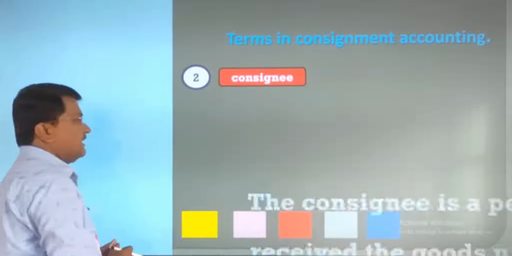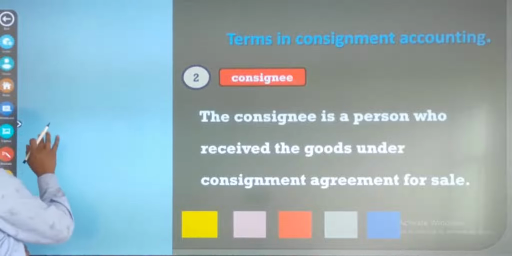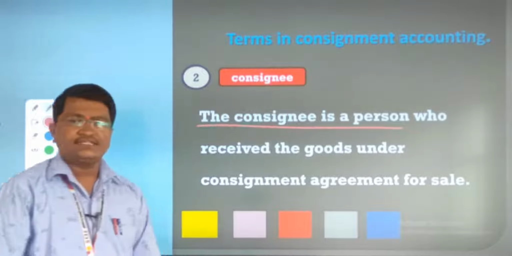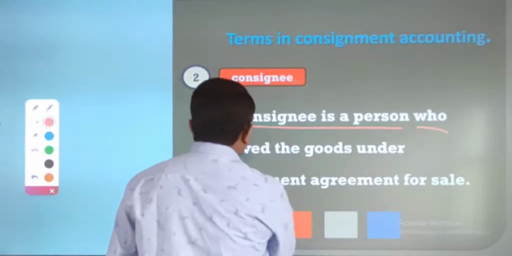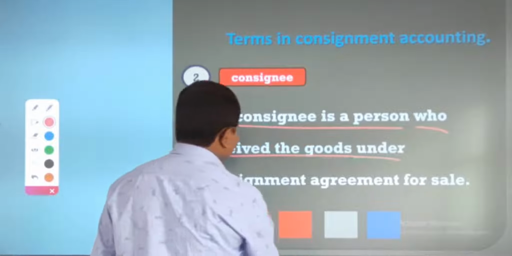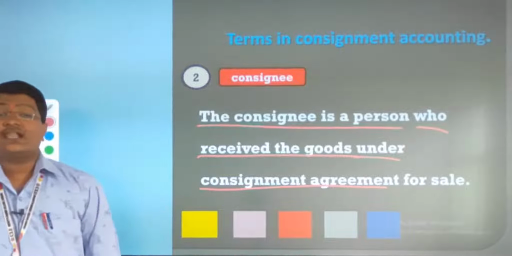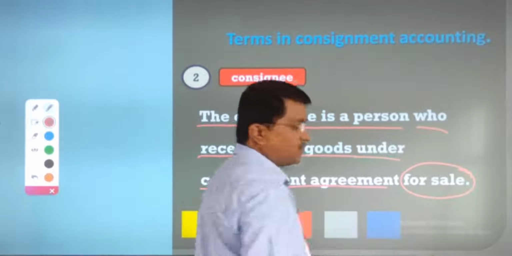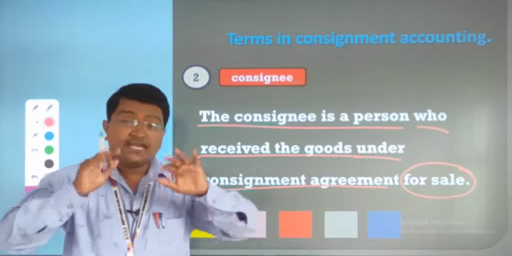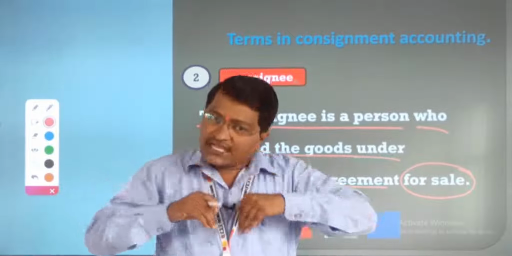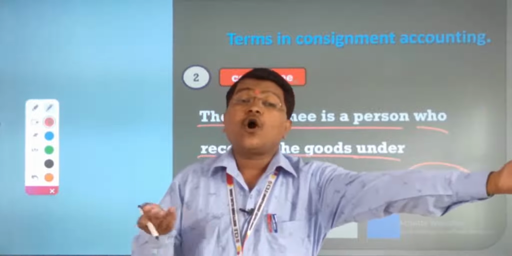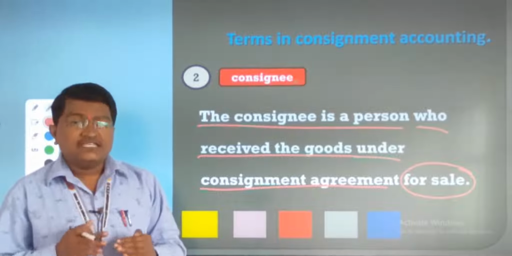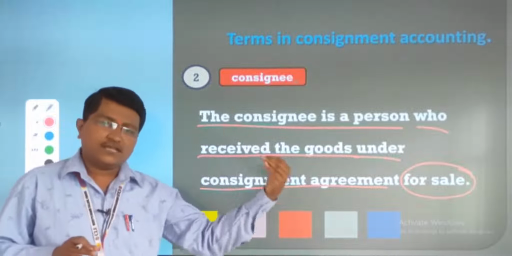So let's see the meaning of consignee here. The consignee is a person who receives the goods under consignment agreement, and this is very important, for sale, not for his final consumption. He cannot use them for final consumption, so why does he receive the goods? Yes, for sale on commission basis. They give commission to those who sell. So consignee is the receiver of goods under consignment agreement.